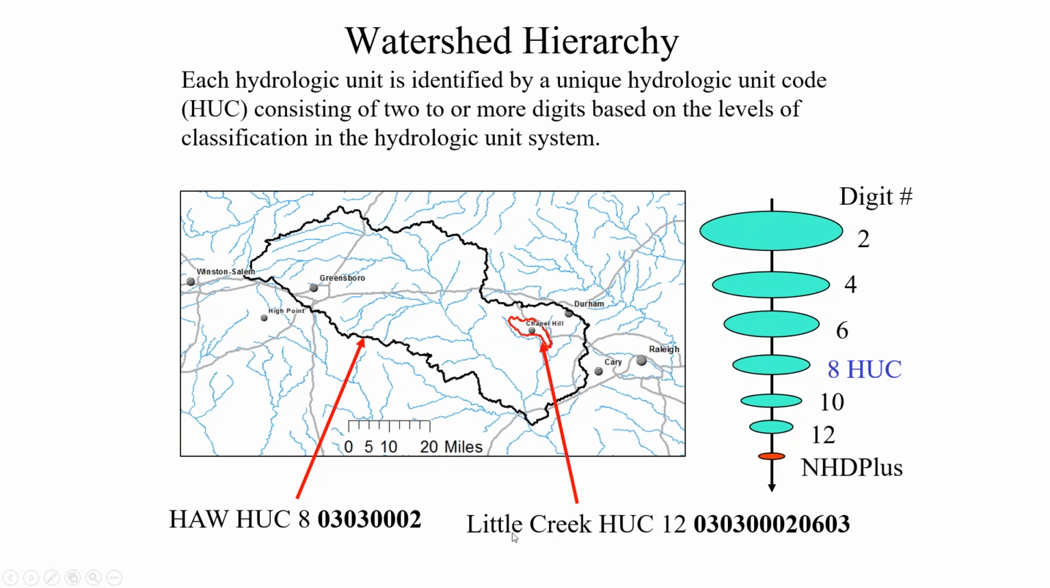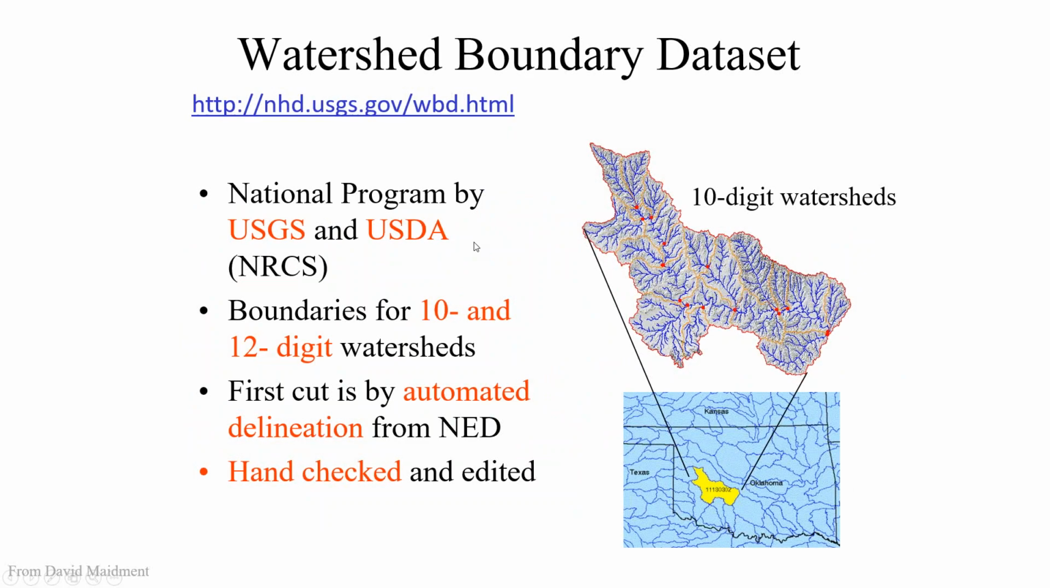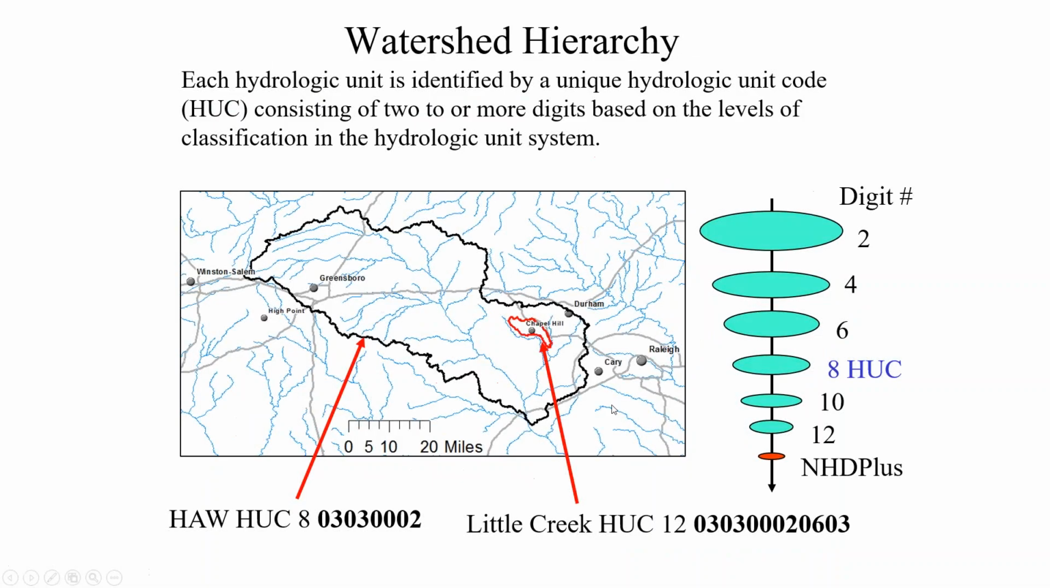Then you can look at a Little Creek NHD Plus catchment that's a whole lot smaller than that. So you get 8-digit watersheds, 10-digit watersheds, 12-digit watersheds, and so on. They've been delineated from the National Elevation Dataset, and often hand-checked and edited to make sure that they're consistent.